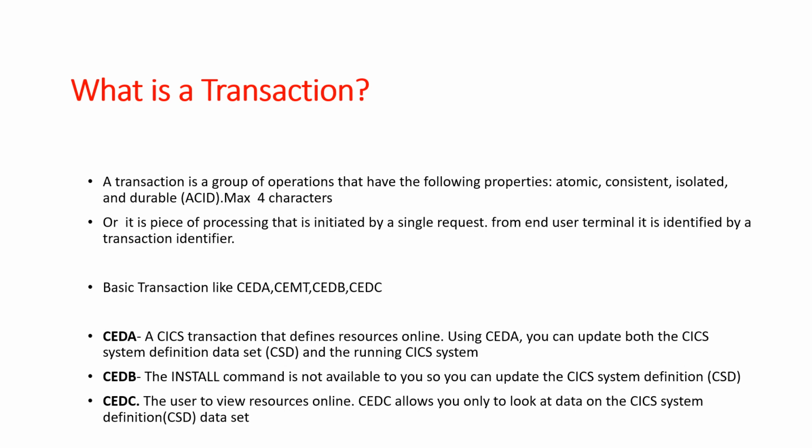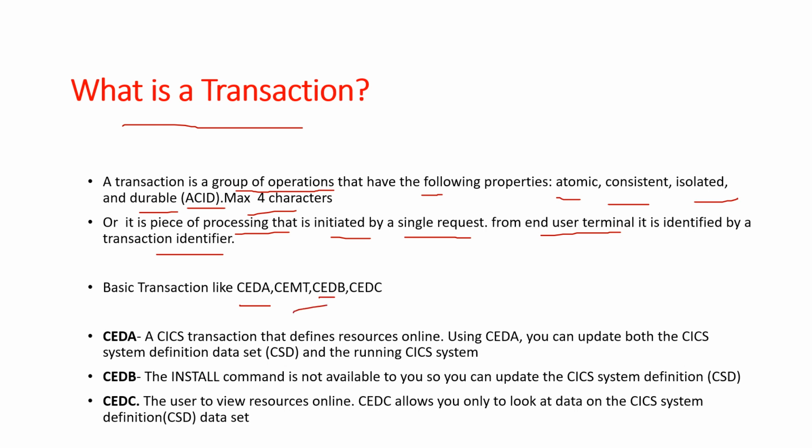So our next topic is what is a transaction. A transaction is a group of operations that have the following properties, ACID, that means A for atomic, C for consistent, I for isolated and D for durable, and it has a maximum of 4 characters. Or a transaction is a piece of processing that is initiated by a single request from an end user terminal. It is defined by the transaction identifier. Some basic transactions are CEDA, CEMT, CEDB and CEDC.